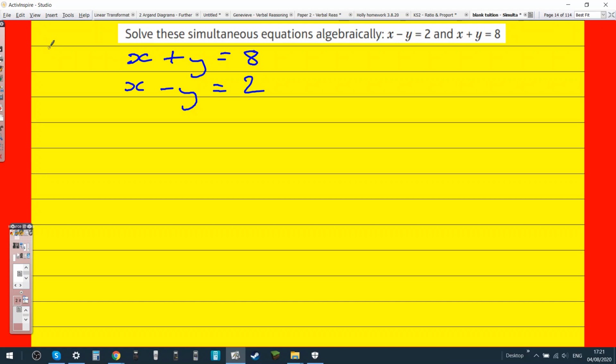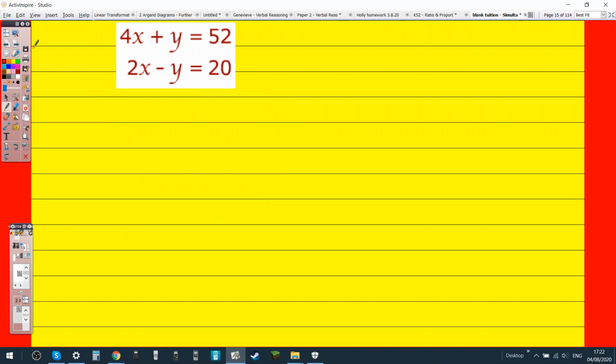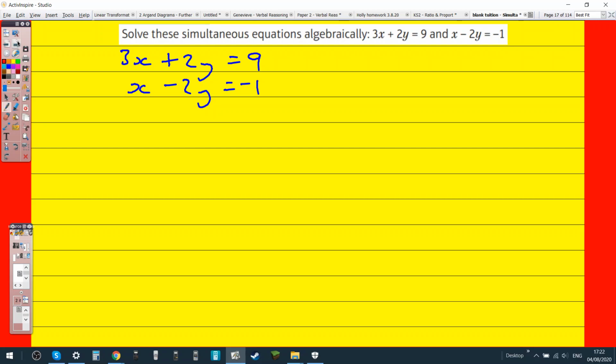Do we do one more? Okay, we'll try this one. How about this? You would have to take away, because, I mean, no. What is it? No, you have to add. So then it would be 2x equals 10. So that means 1x equals 5. And that means that y is 3. Well done. 5 plus 3 gives you 8. 5 minus 3 gives you 2. So that works. These are similar. You'll be fine.